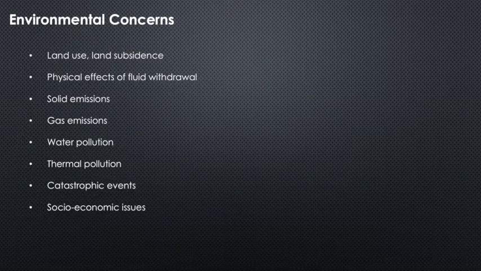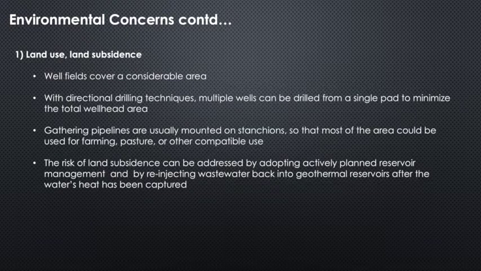Now, coming to the main environmental concerns, let's look at land use and subsidence. Geothermal fields span vast area. The area used by drilling can be minimized by using directional drilling techniques through which multiple wells can be drilled from a single pad, thus decreasing the total wellhead area. And the other solution is pipelines. These can be mounted on stanchions so that the area could be used for other purposes. Also, a planned reservoir management can be adopted to reduce the risk of land subsidence.